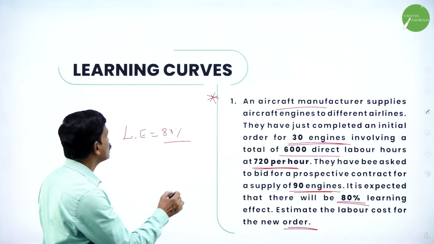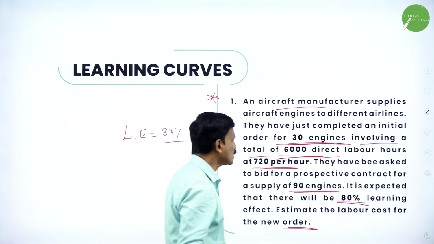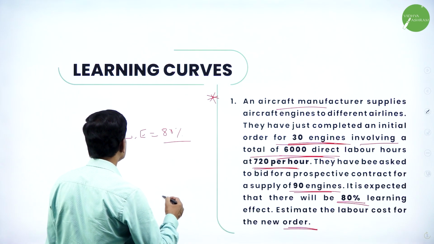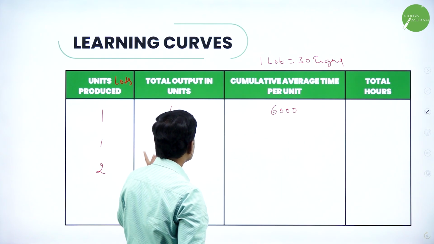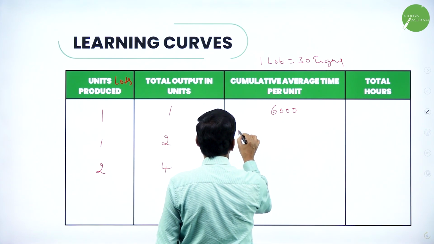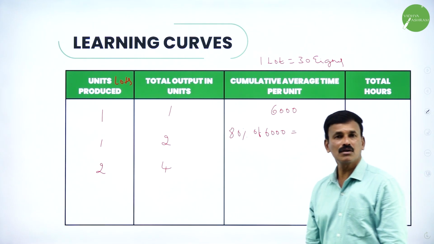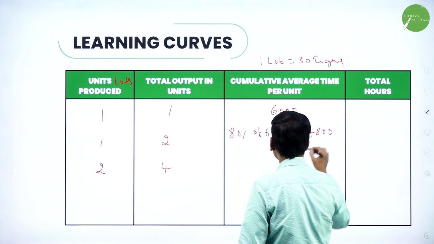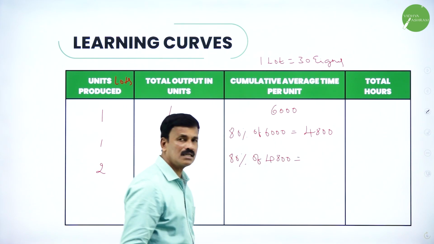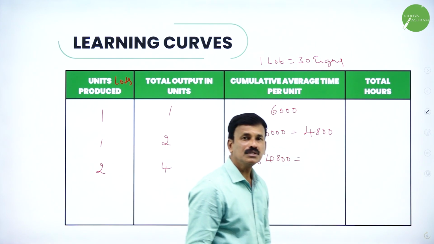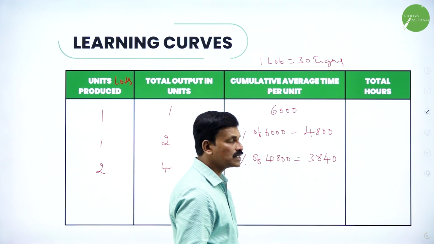Now, initially what is given here? There are 30 engines involving a total of 6,000 direct labor hours. So the cumulative average time is 6,000. Initially it is 6,000. Next, 80% of 6,000 is equal to 4,800. Again, 80% of 4,800 is equal to 3,840.